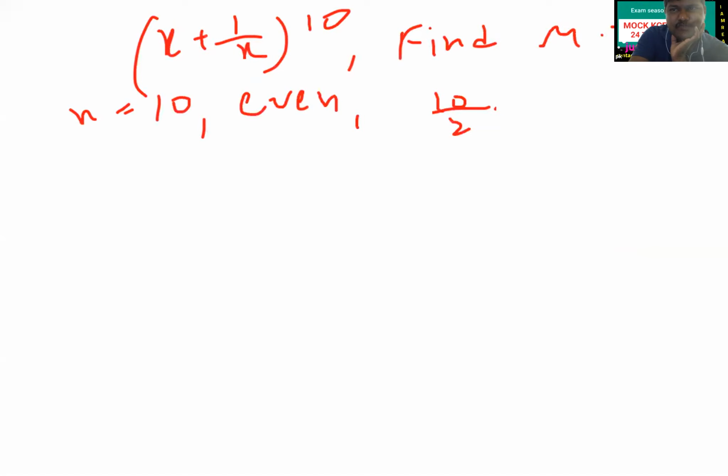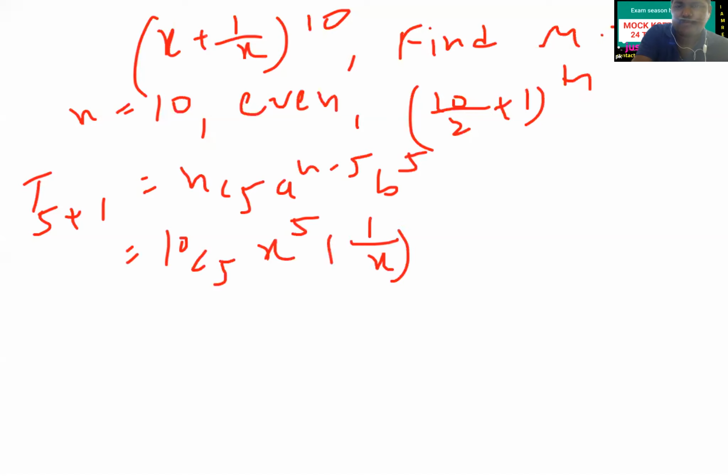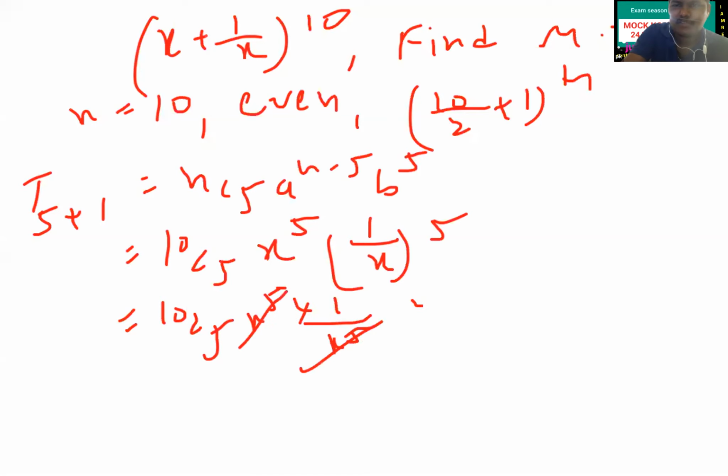So it is the (10/2 plus 1)th term. 10 by 2 means 5. T5 plus 1 term we need to find. nC5 a power n minus 5, b power 5, that is the actual formula. In place of n, put 10: 10C5 x power 10 minus 5, times (1/x) whole power 5. That gives 10C5 x power 5 into 1 by x power 5. Both cancel. What's the answer? 10C5. That's it. Understand how to find the middle term?